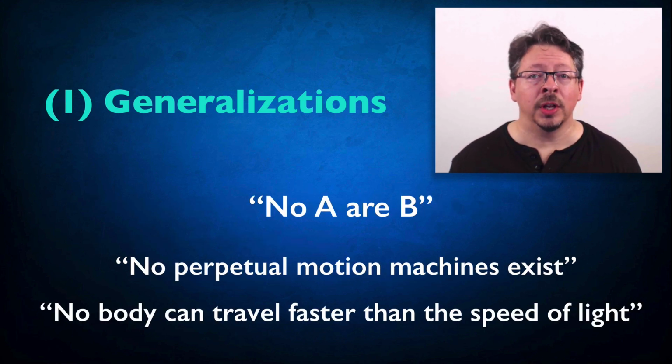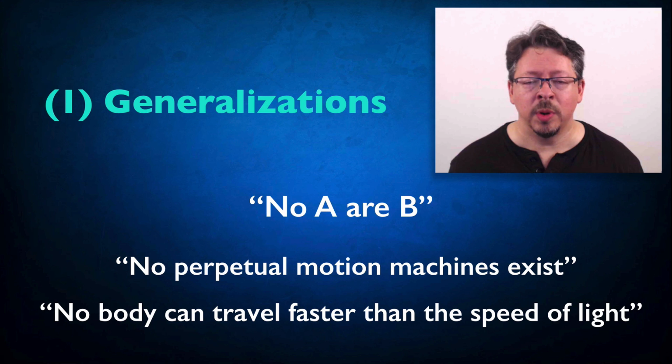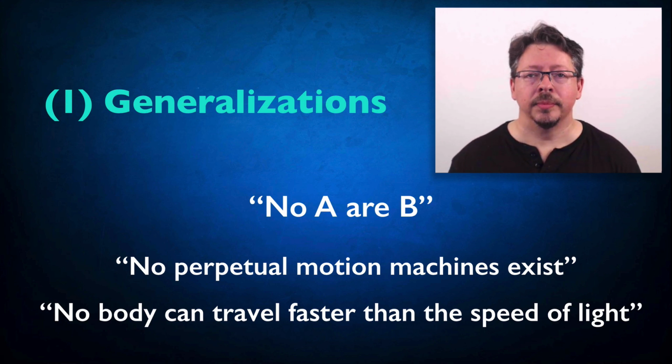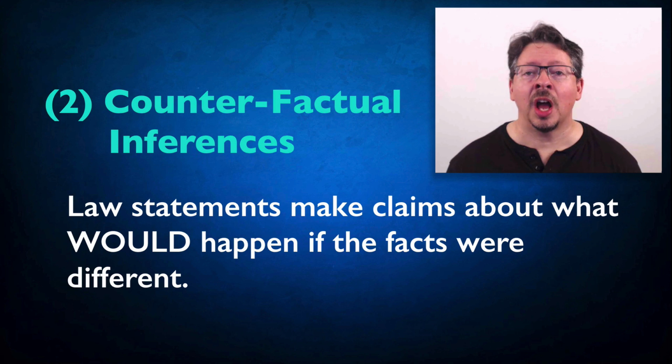If you're curious about the no A are B form, an example of a law that's commonly written in this negative form is the thermodynamic law that says that no perpetual motion machines exist. Or in relativity theory, we often say no body can travel faster than the speed of light. So those are just examples. So this is one feature that all these law statements have in common. They all express generalizations. Here's another feature that law statements share.